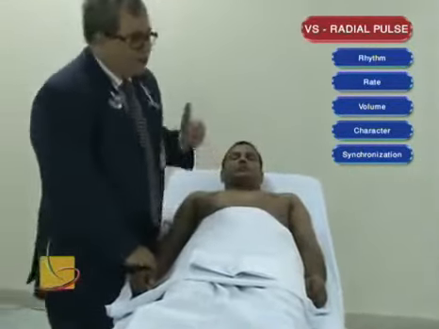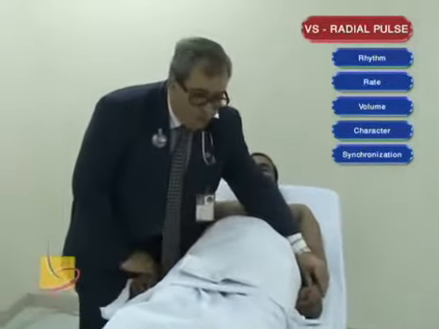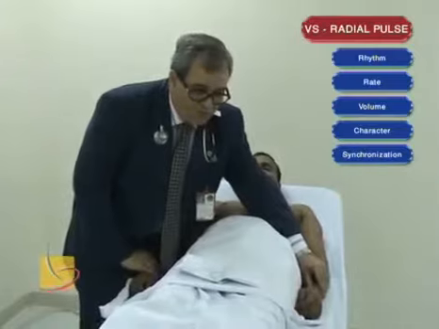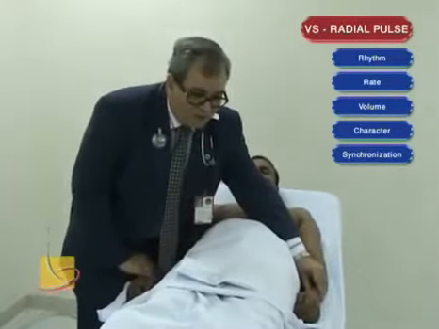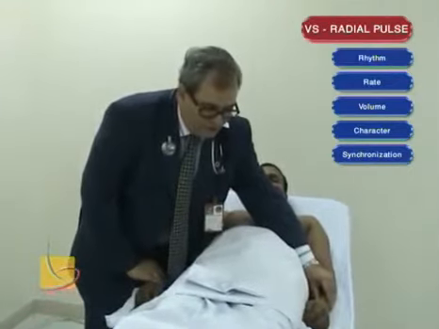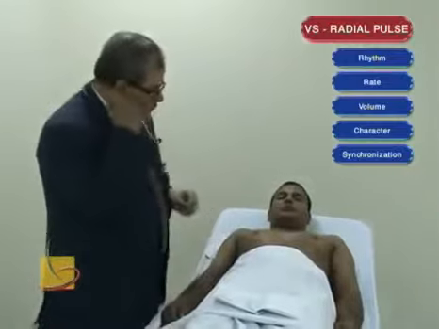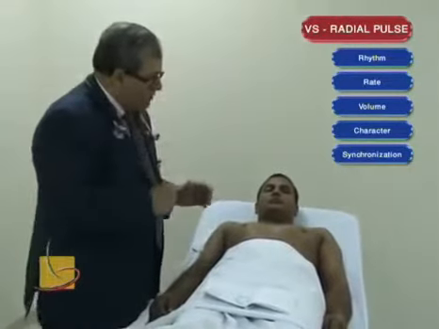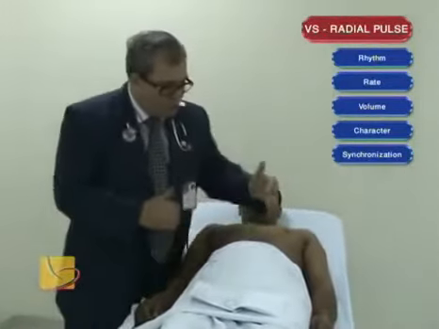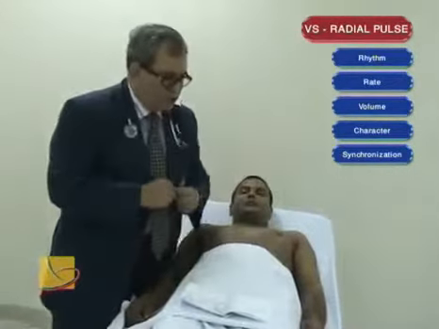The synchronization is not only synchronization of timing, but also of pulse volume. We have to compare the pulse volume in the 2 sides to see if the pulse volume is equal or not in the 2 sides. Another point of synchronization is what is called radio-radial synchronization. What I finished is radio-radial synchronization.